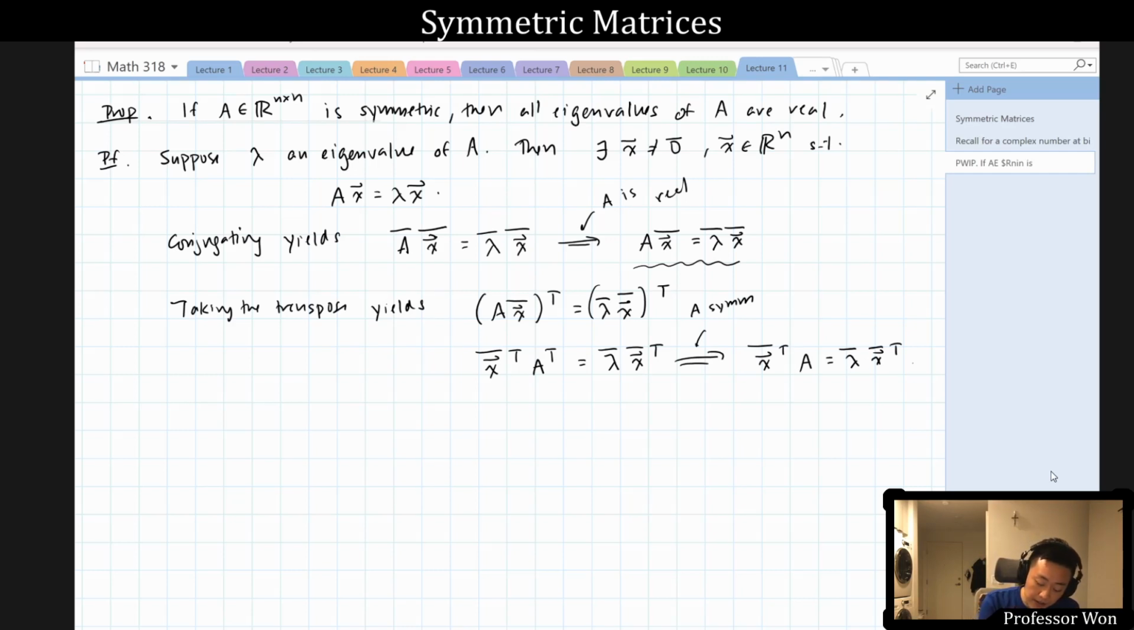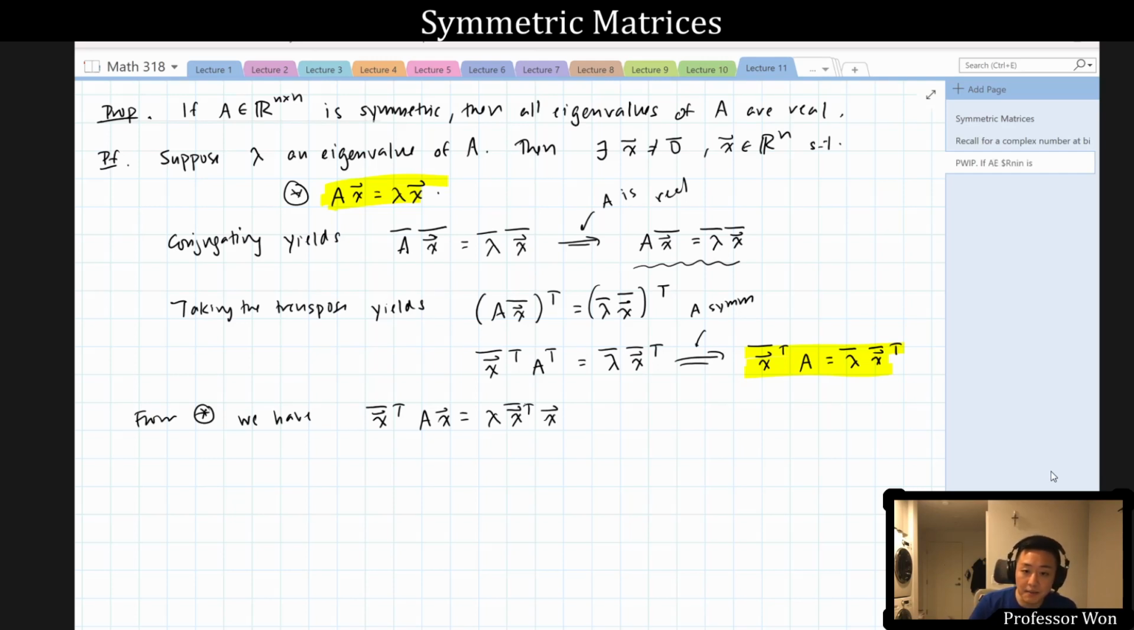Okay, so now what I'm going to do is work with this equation and this equation. I'm going to multiply the top equation by x bar transpose on the left. Let's call this a star. So from star, we have x bar transpose times Ax equals lambda x bar transpose x. Right, lambda is a scalar, so I can just pull it out.